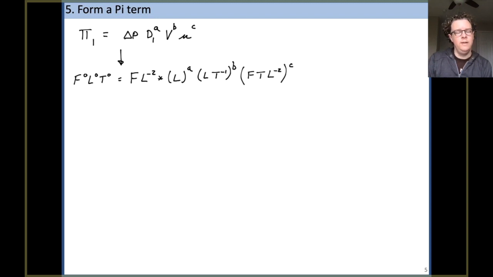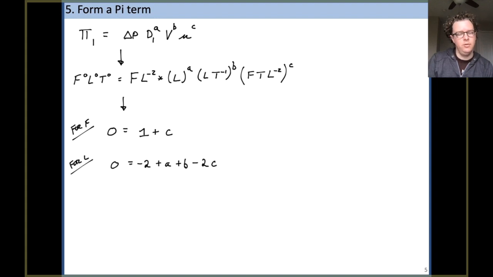We write that equation now using its fundamental dimensions rather than using the variable names. Hopefully this is starting to get comfortable. If you've been following along, this is the third video you're watching me do these exact same steps. So for force, we can write one equation. For length, another. For time, still a third.